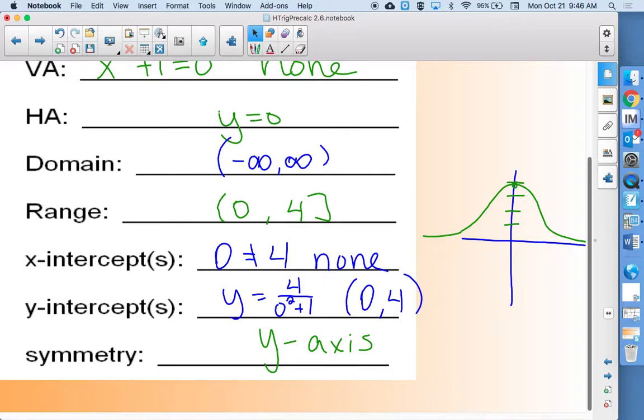Yeah. Can I see that? She said it would be. Yep.